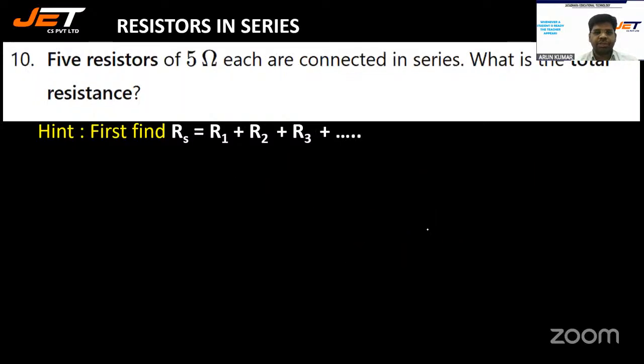Here's the next one. Five resistors of 5 ohms each are connected in series. What is the total resistance? Five resistors of 5 ohms. This is a very quick answer. Look and say, you can answer as soon as you read it.